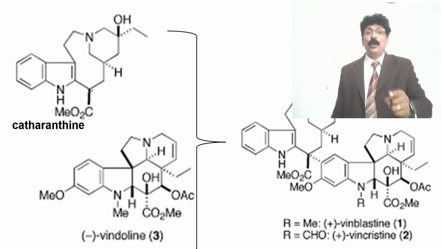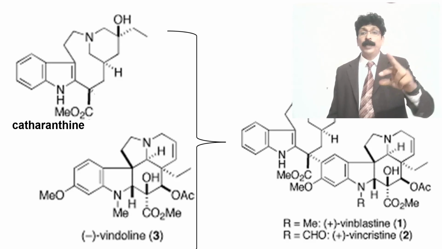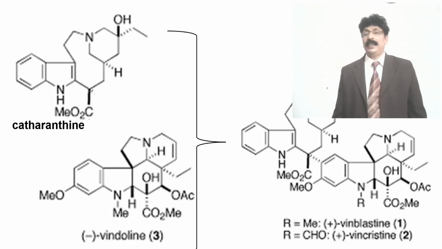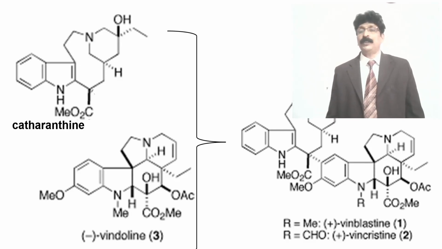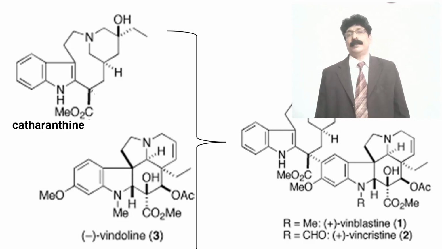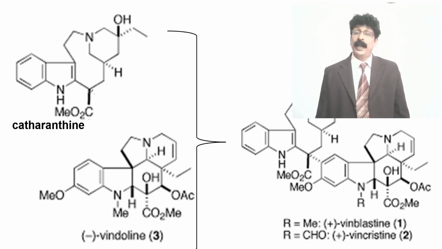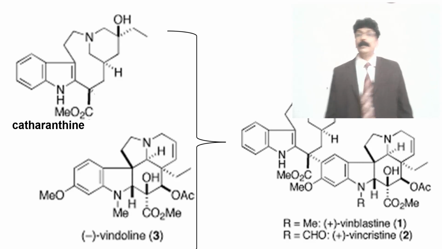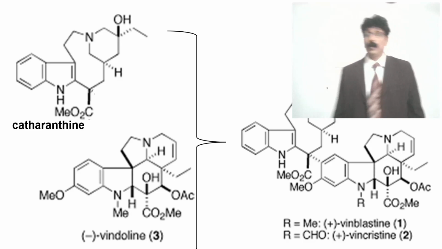Catharanthine and vindoline, you can see the structure, how they both are joined together, and they give vincristine and vinblastine by means of a small change in the substitution at the R position on the nitrogen of the indole of the vindoline structure. A methyl group present means vinblastine, and an aldehyde CHO group present means vincristine.